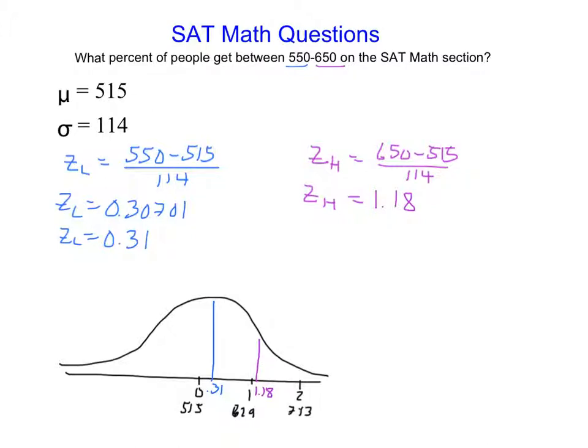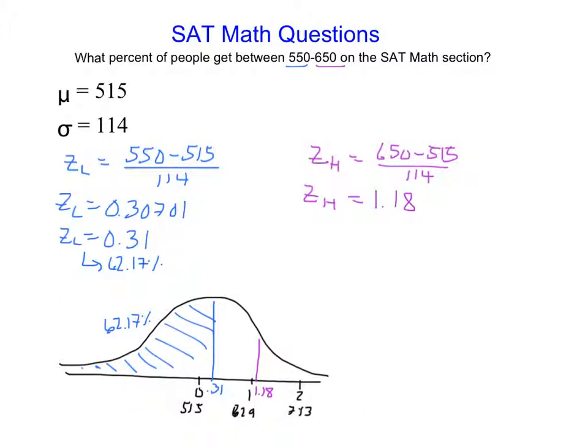And the question is, what percent of people get between those two values? So really I'm looking for this amount here. One way to do it is to find how many people score below, and this is where the z-score table comes in handy. So I'm going to look at 0.31 in that table. And as long as I didn't mess up, that's 0.6217. So that's 62.17% of people score below 550.